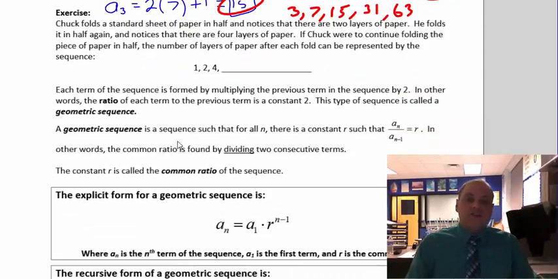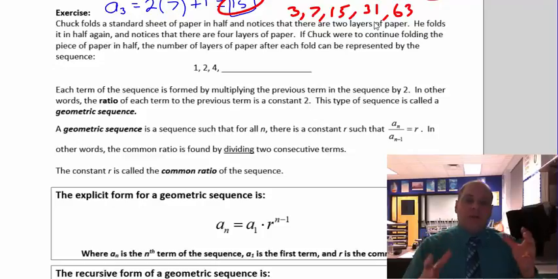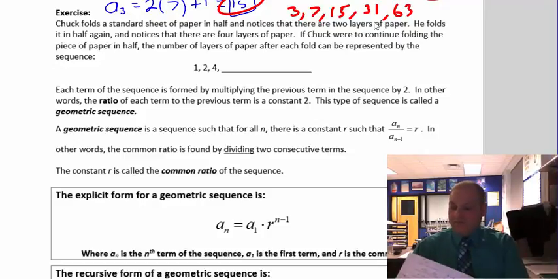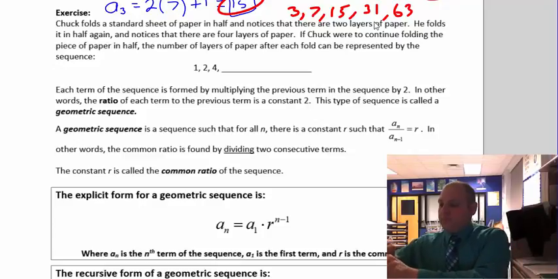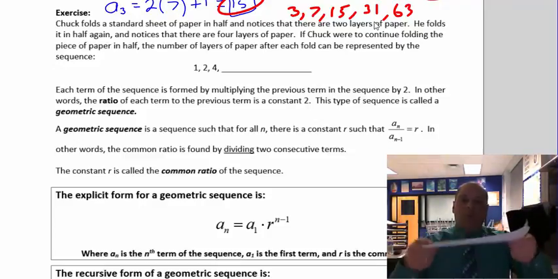Now, what's a geometric sequence? A geometric sequence is when basically everything keeps multiplying. So here, that was recursive, so it's not really arithmetic or geometric. But this here is an example of folding a sheet of paper in half. So Chuck folds a standard sheet of paper in half. Okay, so here is a sheet of paper. Right now it's one layer.